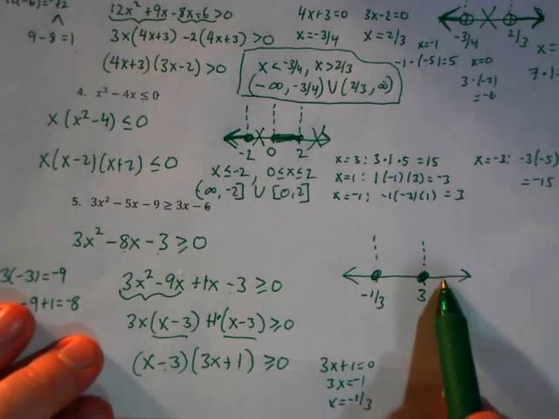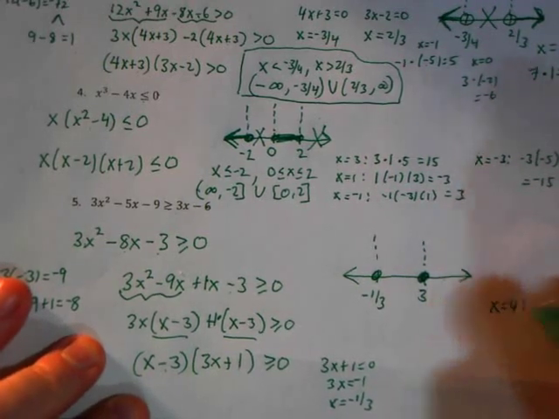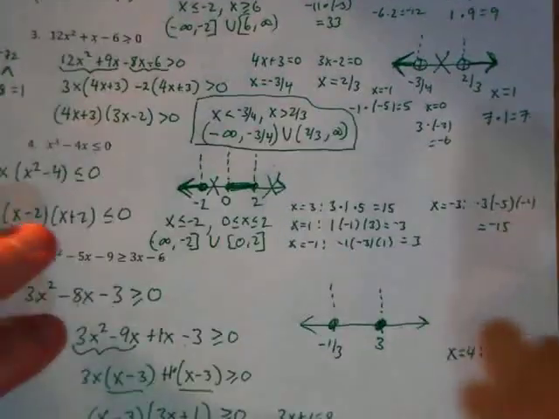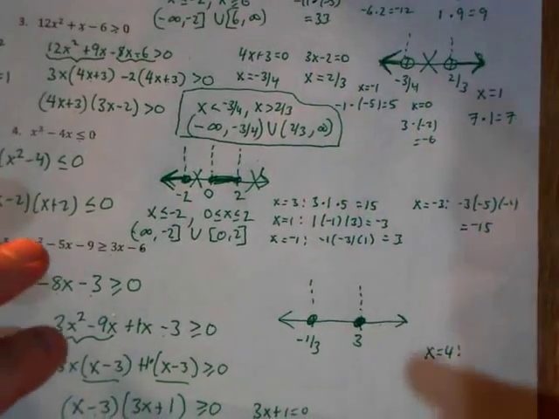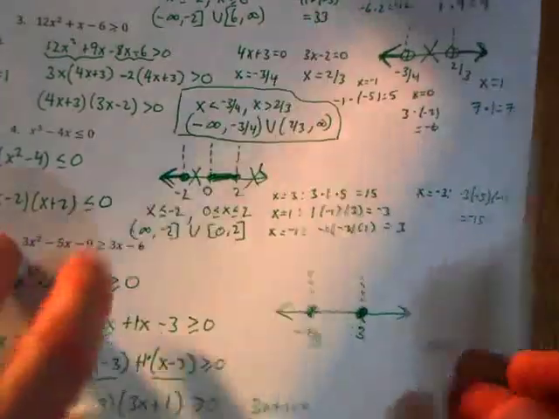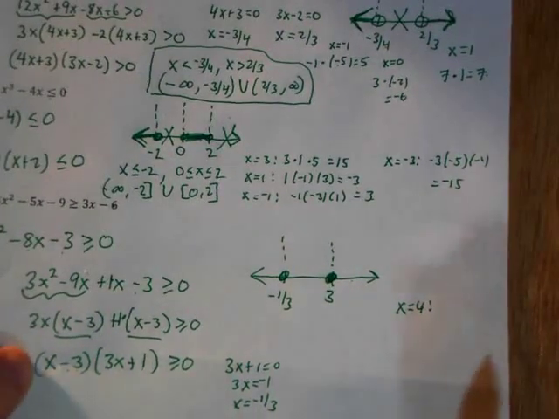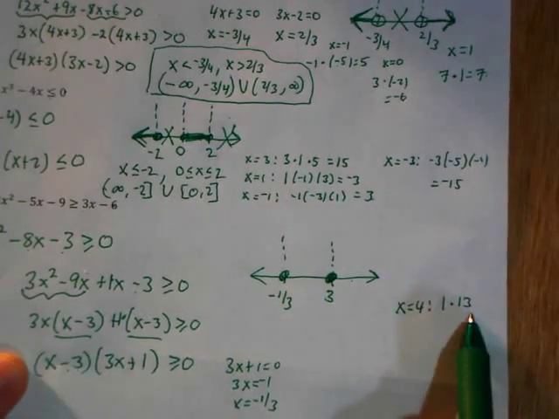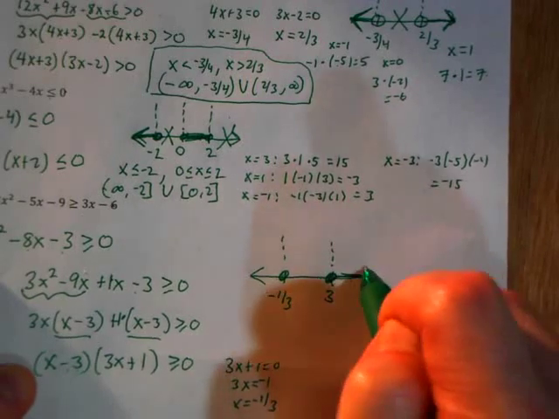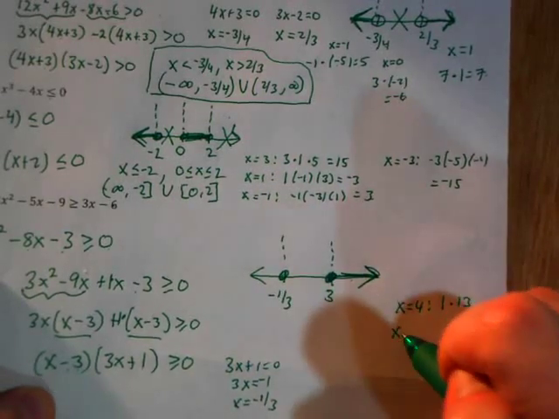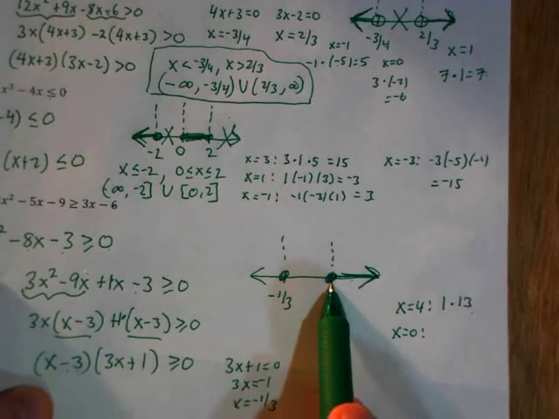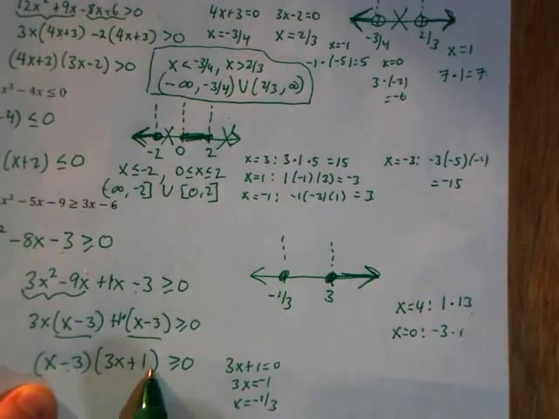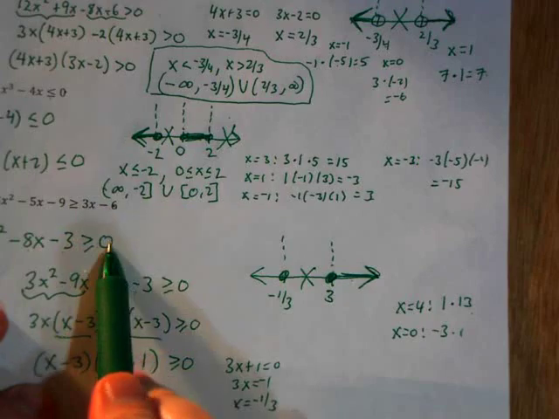Favorite number bigger than 3 is 4. When I plug in 4, I get 1, kind of move this here so we can see everything. There we go. 1 times 12 plus 1 is 13. That's 13. 13 is bigger than 0. We like that region. X equals 0 is in the middle. That's going to be negative 3 times 1. That's no good because it's not bigger than 0.